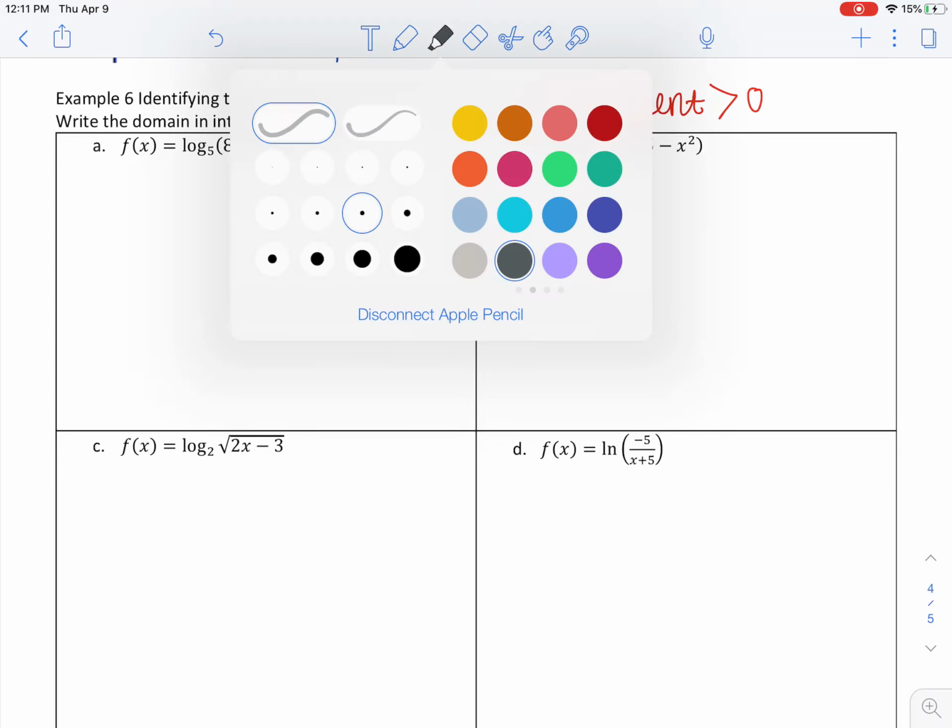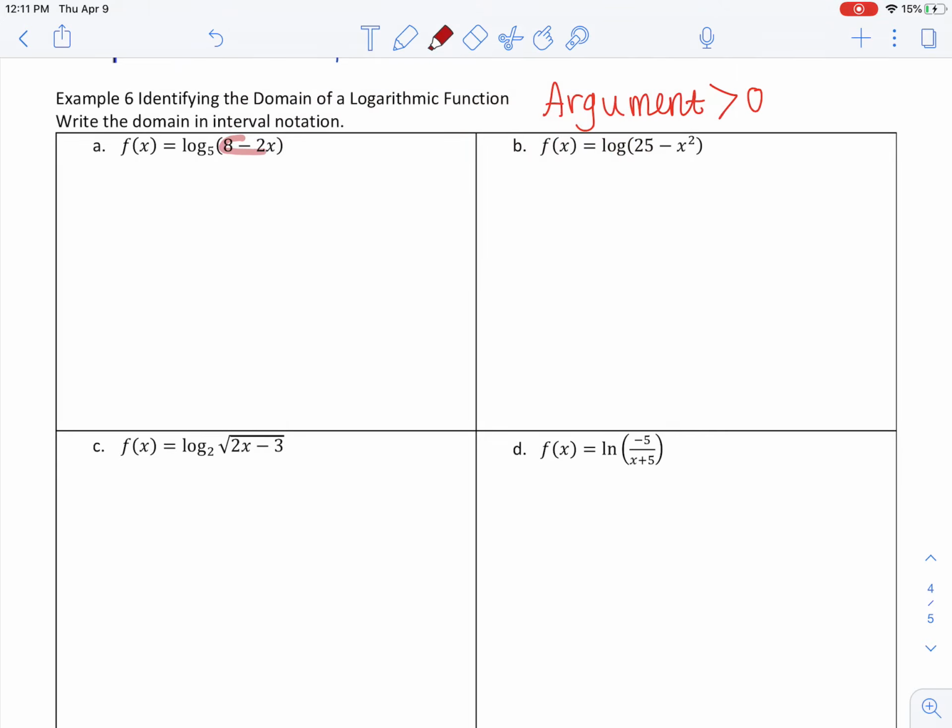So argument, what's the argument here? Highlight what's inside. It's 8 minus 2x. And for this one, it's 25 minus x squared. That's going to be a crazy one. And for this one, what's the argument? Oh, it's the entire square root of 2x minus 3. And then for this one, negative 5 over x plus 3. We're going to set those highlighted arguments greater than 0 to solve for the domain.